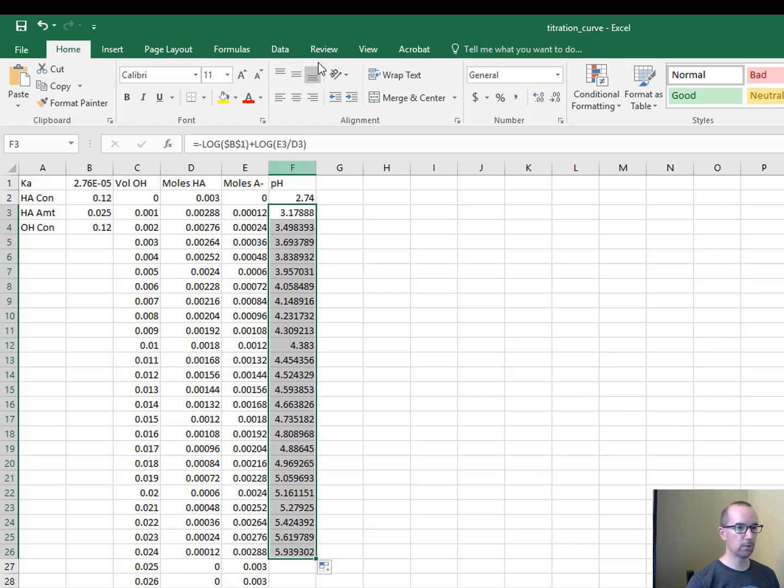Now again, I just want 2 places past the decimal, so like that should do it. Okay, so that's how we enter the Henderson-Hasselbalch equation and do a whole bunch of different calculations all at the same time.